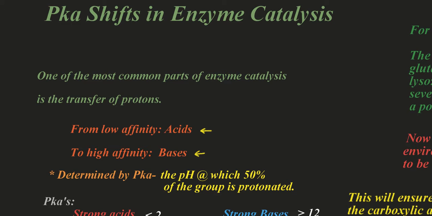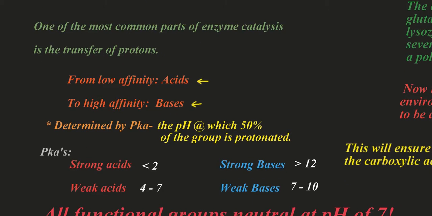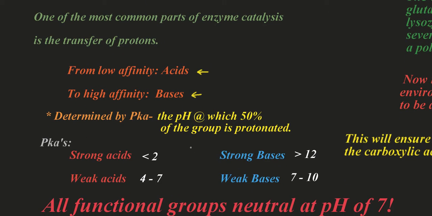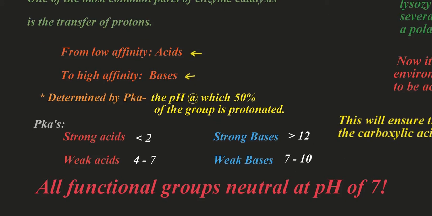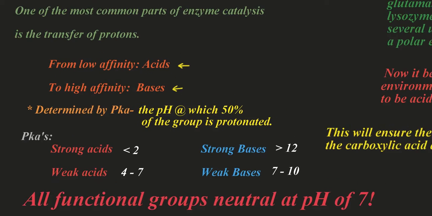All of this is determined by the pKa, and here are some of the relative pKas that you will encounter. Strong acids are less than 2 usually, strong bases greater than 12, weak acids 4 to 7, weak bases 7 to 10. But at a pH of 7, they're all neutral.